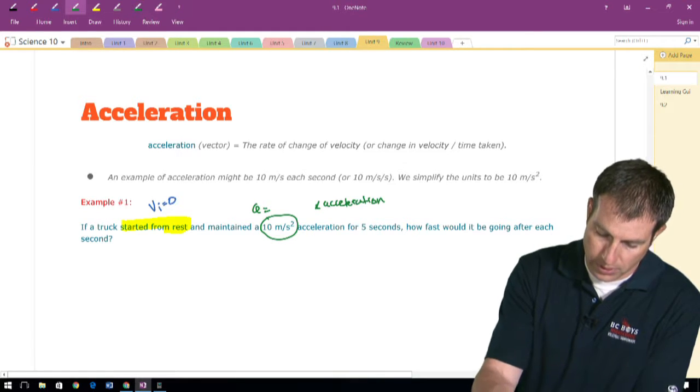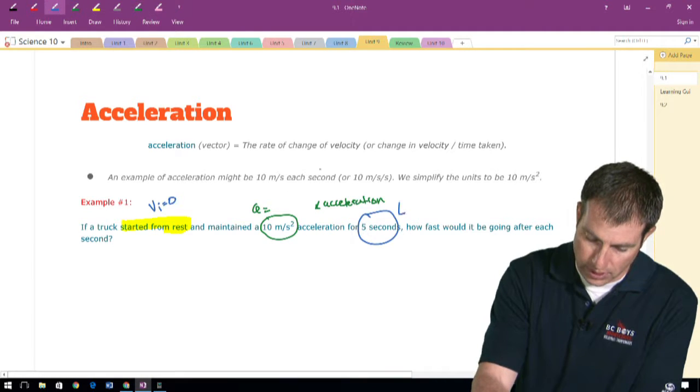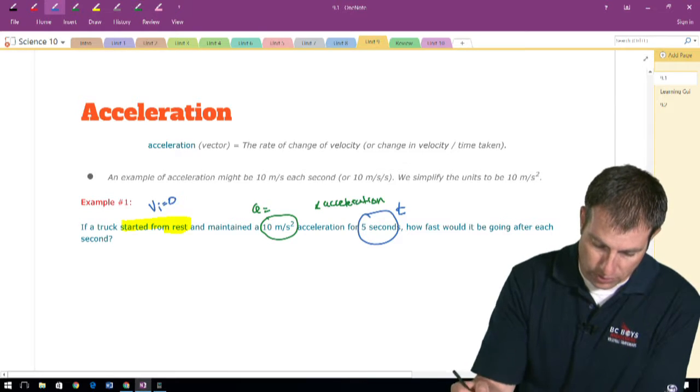All right, so we have acceleration 10 meters per second squared. So that's our acceleration. We have that acceleration for 5 seconds. So that is a time. And it said how fast would it be going after each second.